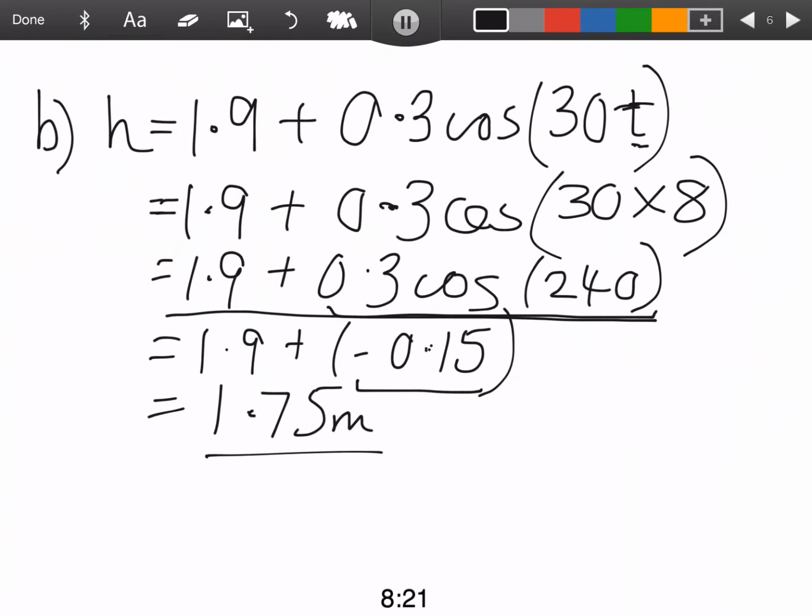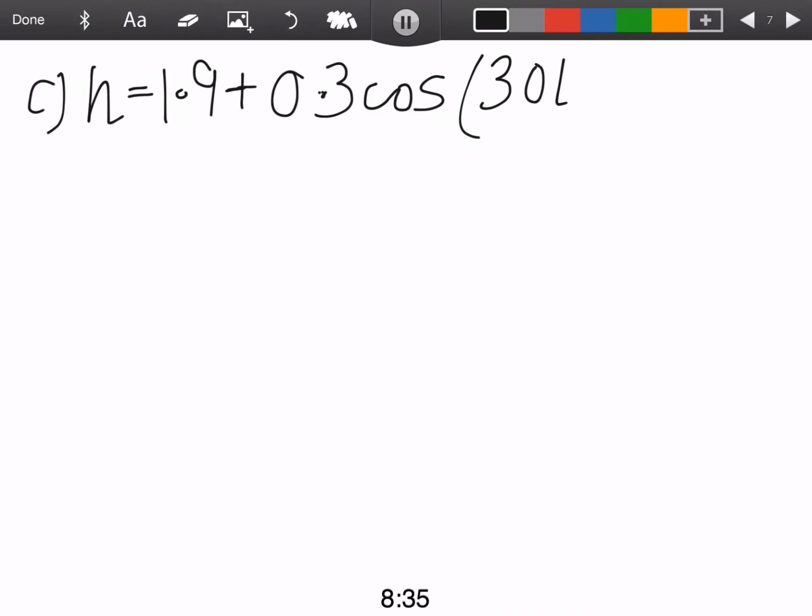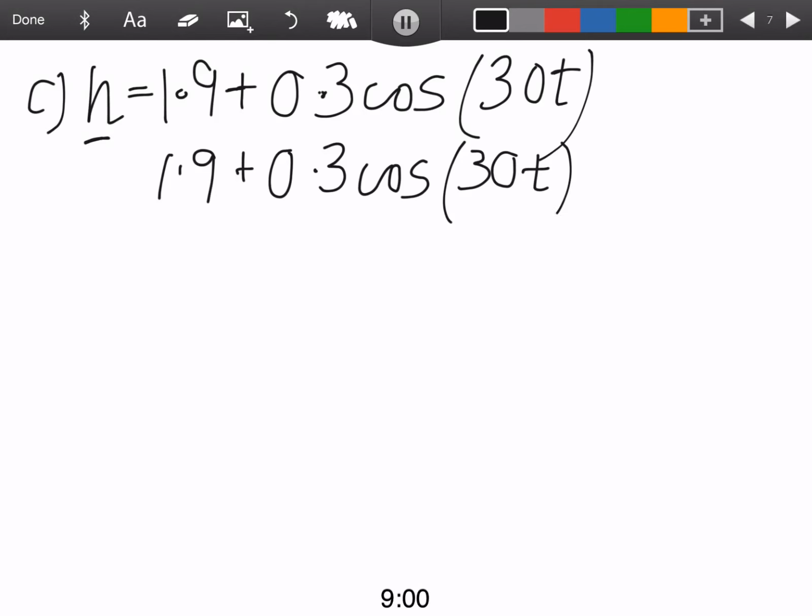So let's write down our formula again, part C. This formula, see if I can remember it, is 1.9 plus 0.3 cos 30t. That's our formula. And the question says find out when the height is first 2.05 metres. So it's not telling us t is 2.05, it's telling us the height is 2.05. So this formula is actually equal to 2.05. I'm sure it was 2.05. Might just double check in a minute.